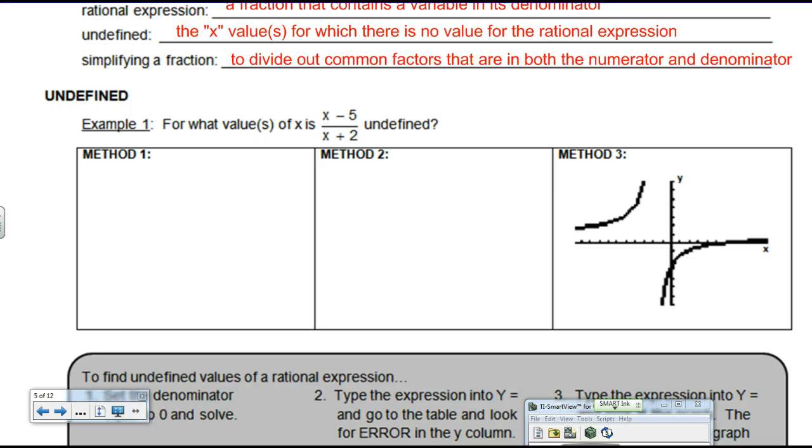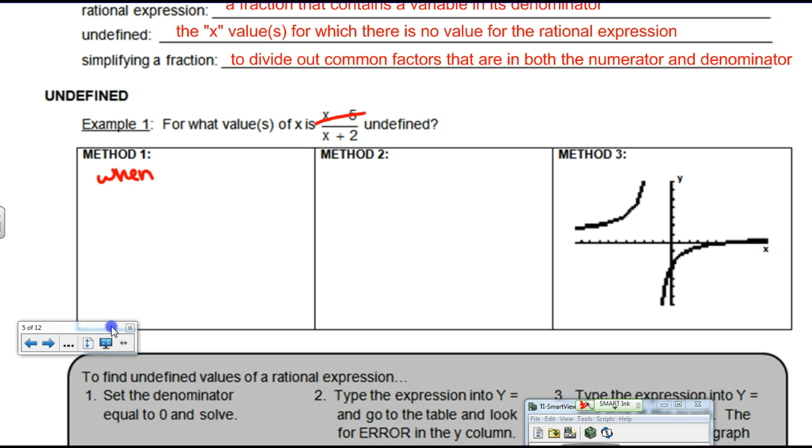Method number 1, you can figure out when they're undefined if you set the denominator equal to 0. Don't care about the top. I care about the bottom denominator. I know when x plus 2 equals 0, we're going to have a problem with this fraction because you cannot have a 0 denominator. So you subtract over the 2. So any other number besides negative 2 will be fine, but negative 2 for x will cause a problem.